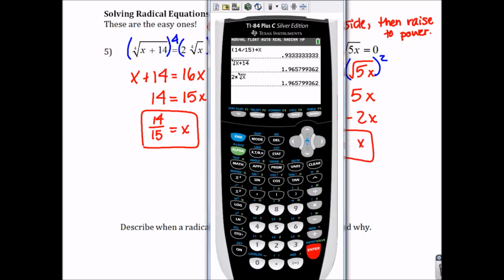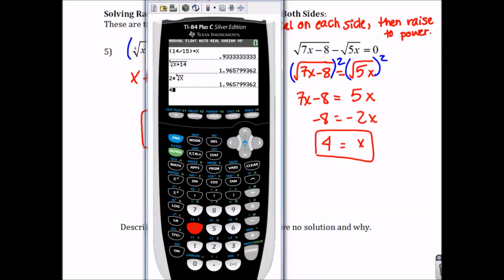And I'm going to check my answer again. Store 4 for x. Square root of 7x minus 8 minus square root of 5x. And that does equal 0.